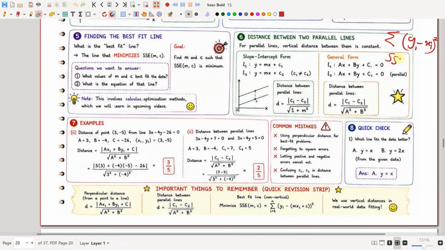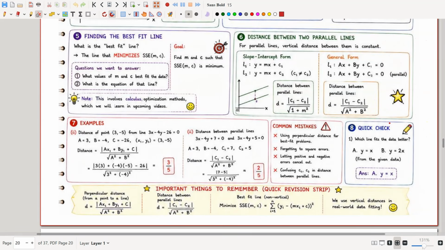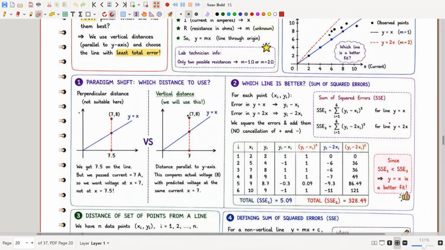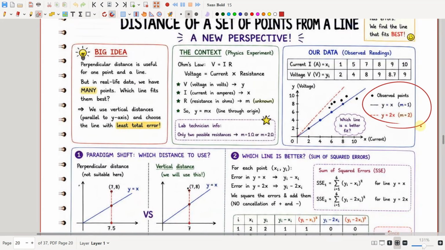If you are comparing two lines and if SSE of 1 is less than SSE of 2, then line 1 is the better fit. If the SSE of line 2 is less than the SSE of line 1, then line 2 is the better fit. Okay, so these are the conditions with SSE.